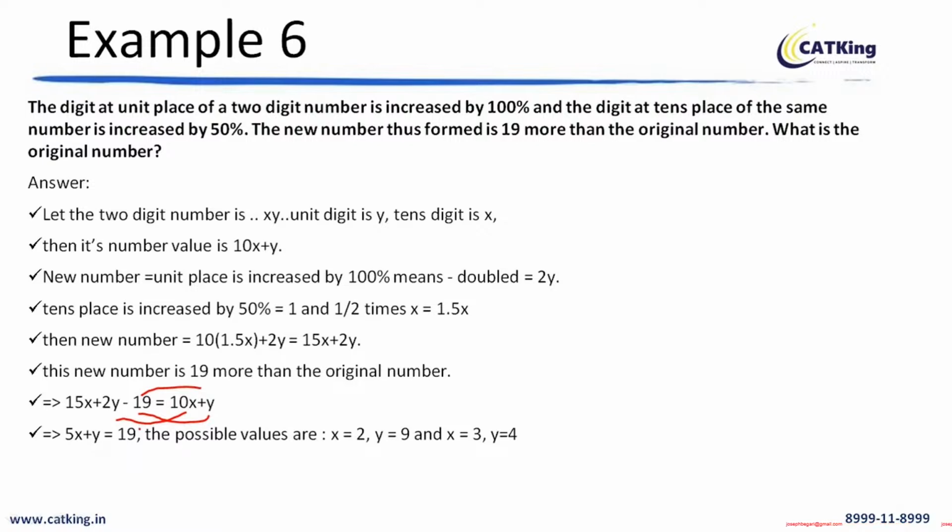One value is where x is 2 and y is 9, then this equation holds. Right, let's see. So 5 into 2 is 10 plus 9, so 19, correct, this equation holds. Okay, the second value is when x is 3 and y is 4. So 5 into 3 is 15 plus 4, which is 19. So these are the two values, which give 29 and 34. So the original numbers are either 29 or 34, because the condition is satisfied in both.